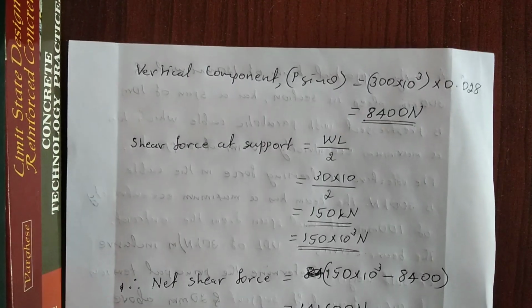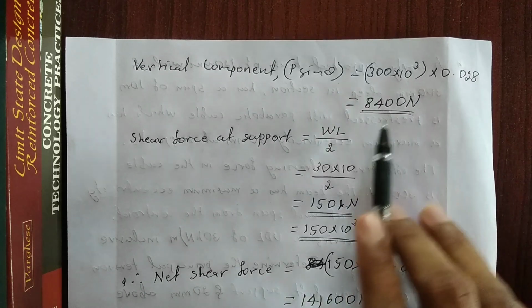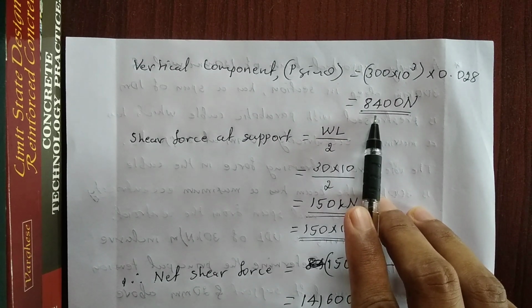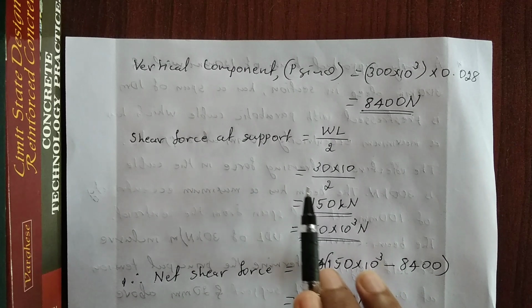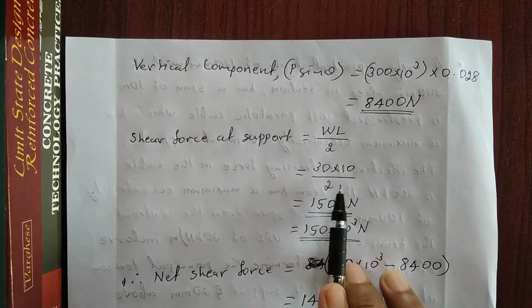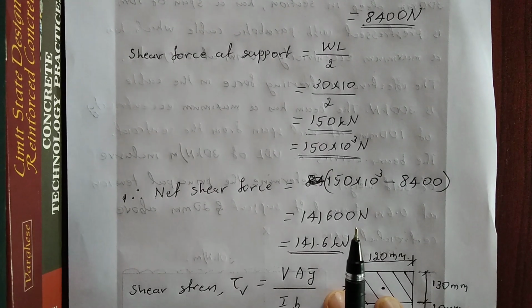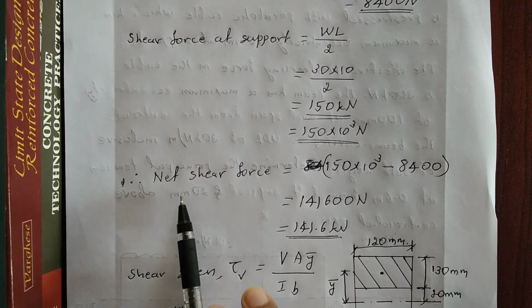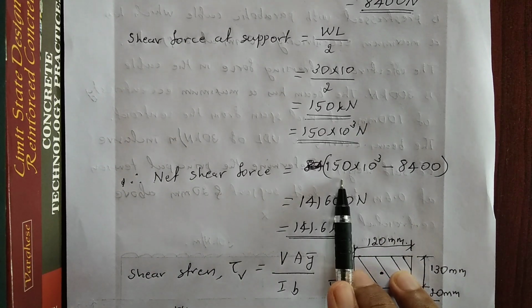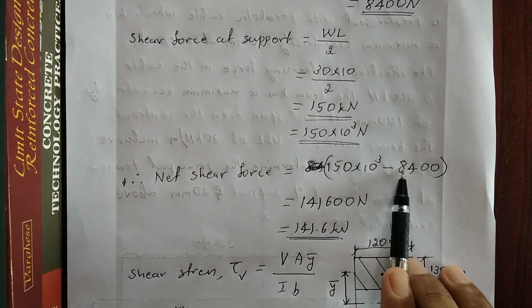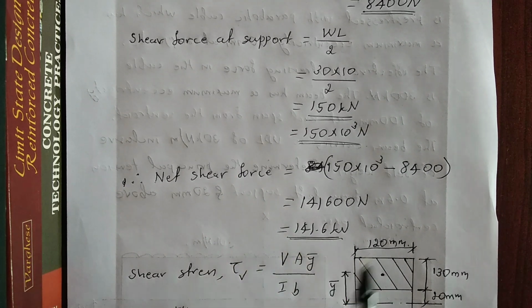Next we will move on, that is a vertical component. P sine theta is equal to, that is P is 300 kilonewton is given, substituted, and you will be getting 8400 newtons. And then you calculate shear force at support, that is WL by 2, that is equal to, shear force is given 30 kilonewton per meter length, 10 meter is the span length, divided by 2. So this much is the shear force, that is 150 kilonewton, or 150 into 10 raised to 3. Now calculate net shear force, difference of those vertical shear force and shear force. So you will be getting 150 into 10 raised to 3 minus 8400. So you will be getting 141.6 kilonewtons.